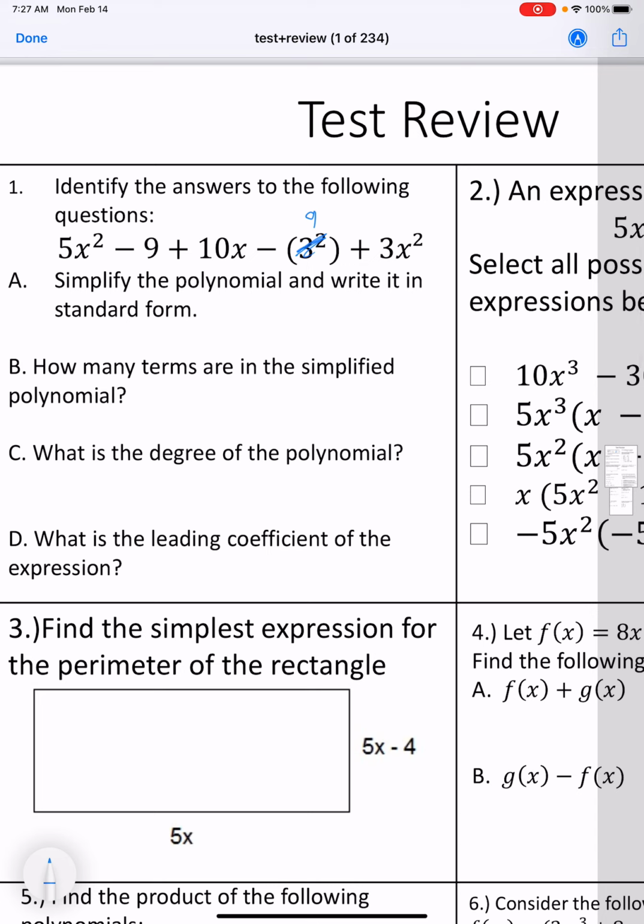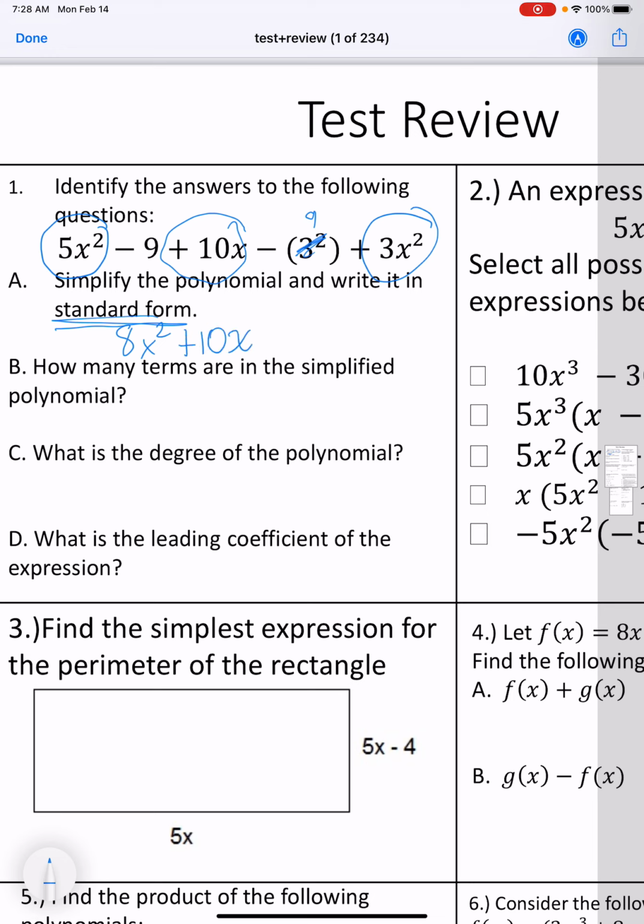From there, we're going to start looking for like terms. Remember, you can only combine things that have the same letter with the same exact exponent. 5x squared plus 3x squared would be 8x squared in total. We do not change the exponents, just add the numbers in front. Standard form goes from the highest exponent first, then to the next one that has a letter. There is nothing to combine with this 10x, so we do just bring it down.